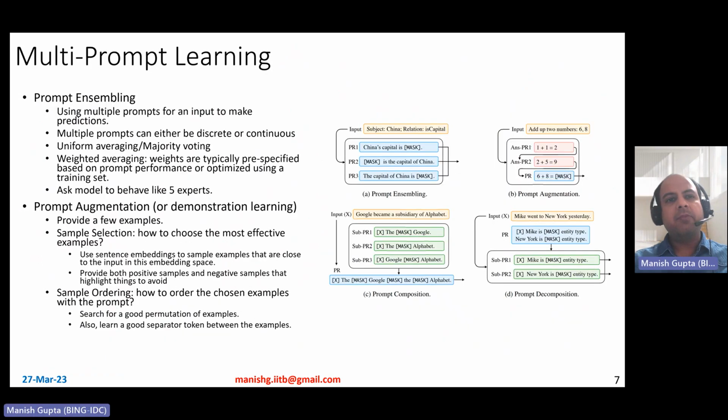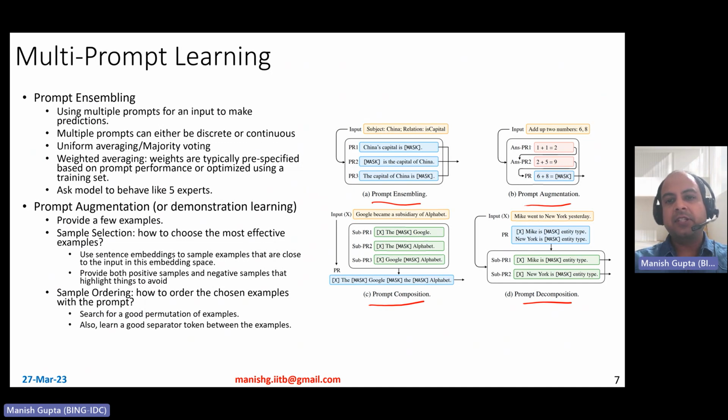When talking about prompt engineering and using prompts, multi-prompt learning is important. There are four ways of doing multi-prompt learning, two of which we'll discuss on this slide and two on the next slide. Here are the four ways: prompt ensembling, prompt augmentation, prompt composition, and prompt decomposition. What is prompt ensembling?